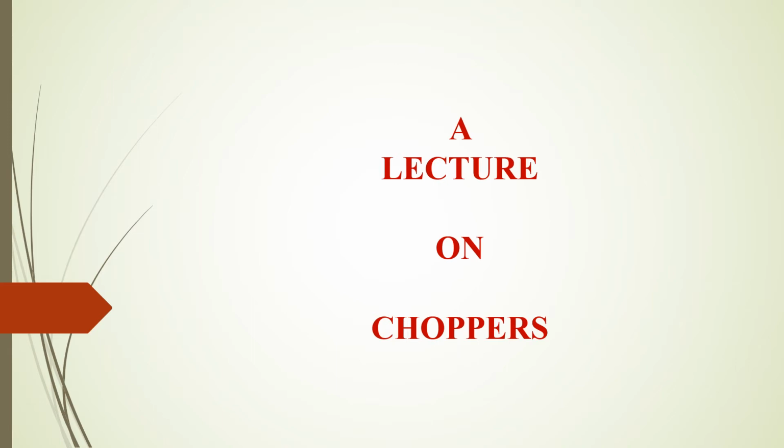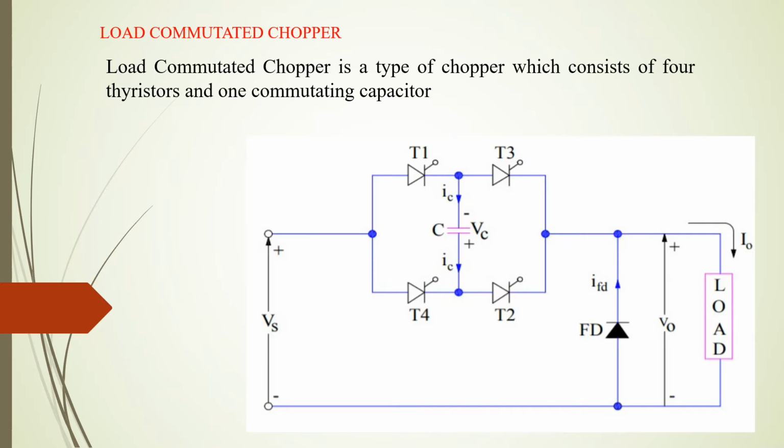In this lecture, we are going to discuss the load commutated chopper. Load commutated chopper is a type of chopper which consists of 4 thyristors and 1 commutating capacitor. Here T1, T2, T3 and T4 are the main thyristors.